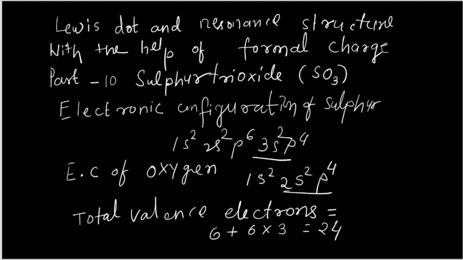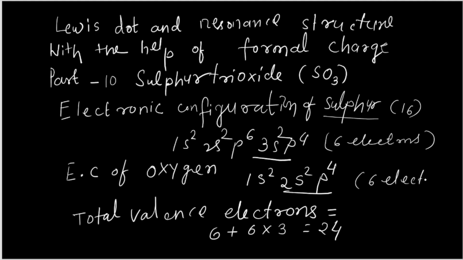SO3. Now let's see the electronic configuration of sulfur. Sulfur's atomic number is 16, so the configuration is 1s2 2s2 2p6 3s2 3p4. How many electrons does the outermost shell contain? 6 electrons. Similarly, the electronic configuration of oxygen is 1s2 2s2 2p4, and here also the outermost shell has 6 electrons.